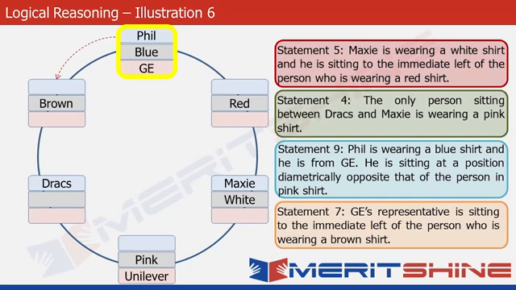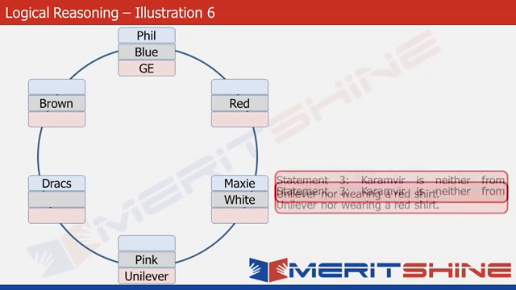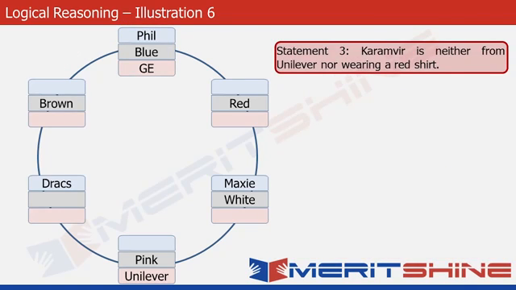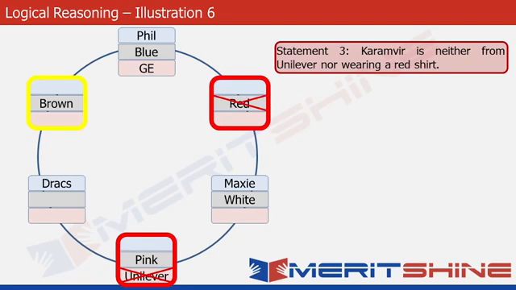Let's look at our next statement, which is statement 3. It states that Karamveer is neither from Unilever nor wearing a red shirt. Now there are 3 places in the structure in which Karamveer can be placed. These 3 places are now highlighted in yellow color. But this is ruled out because Karamveer is not from Unilever. And this one is ruled out because Karamveer is not wearing a shirt of red color. So Karamveer has to be placed in this third box.